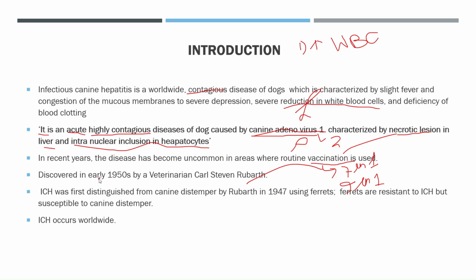It was discovered in 1950 by a veterinarian called Carl Stahr Roberts. That's why the disease is Roberts disease. Now ICH was distinguished from CD. कैसे हमने इसको CD से डिस्टिंग्विश किया? किसने किया? रॉबर्ट्स ने किया. कैसे किया? इन्होंने ferrets यूज़ किए थे and he came to know that ferrets are resistant to ICH. They are resistant to ICH but susceptible to CD.